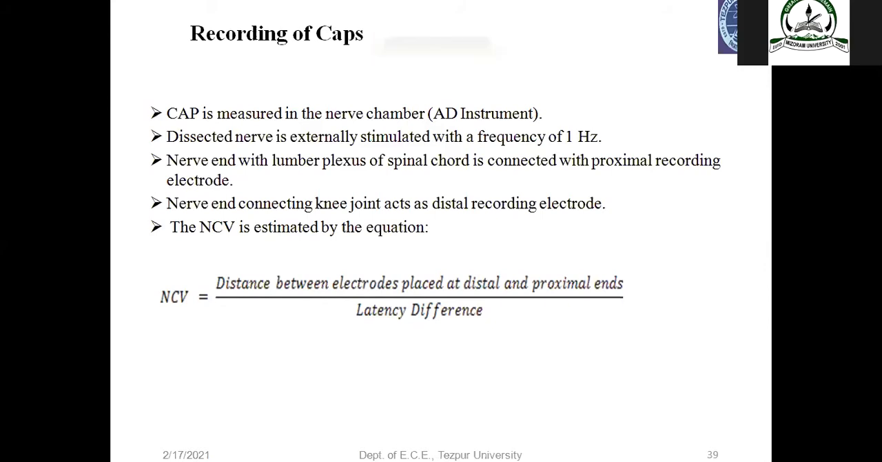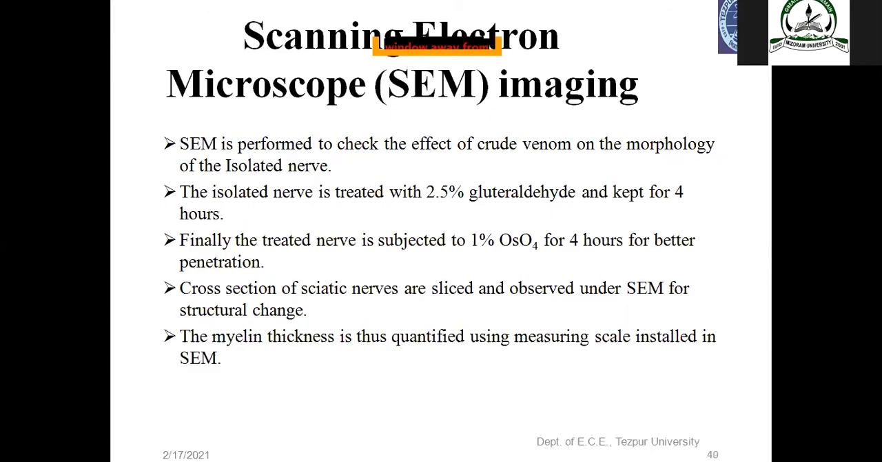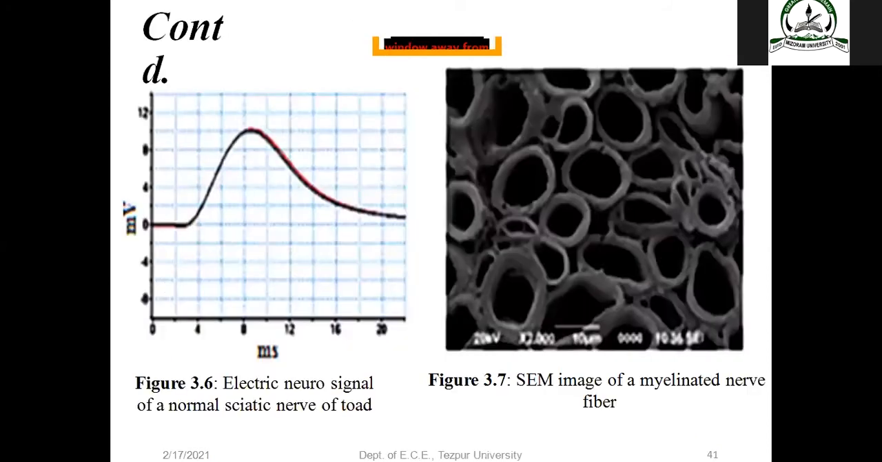for neuropathy, diabetic neuropathy: how in a diabetic patient the nerve conduction degrades. Now, as I told you, we have taken the myelin thickness.